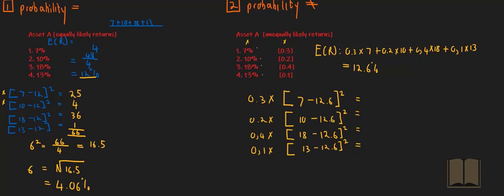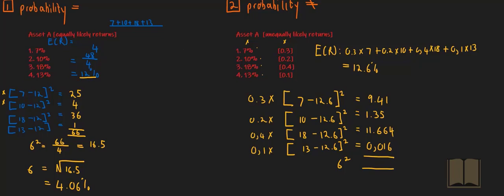This equates to the following values. The first one is 9.41. The second squared deviation multiplied by its probability gives you 1.35. The third one gives you 11.664. And then the last one gives you 0.6.